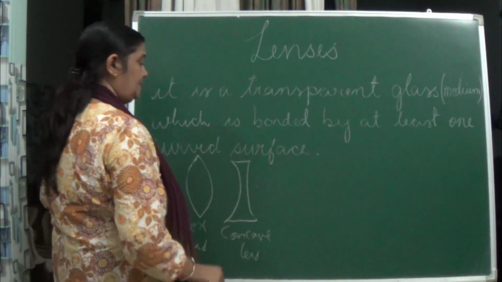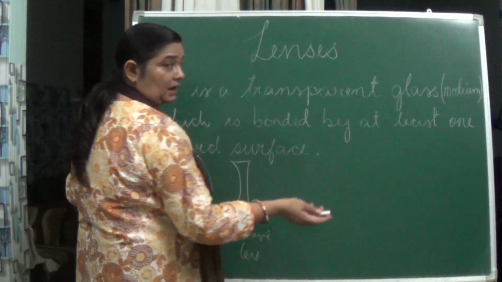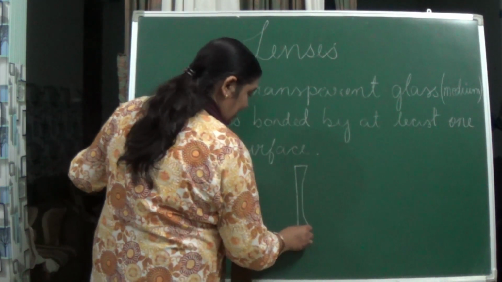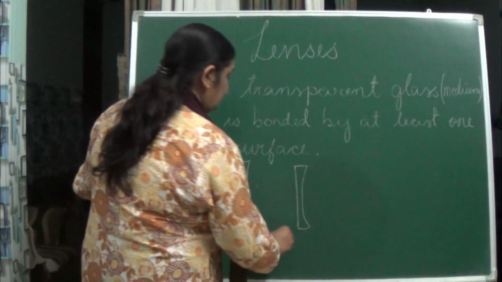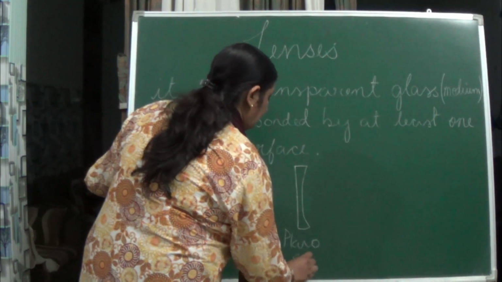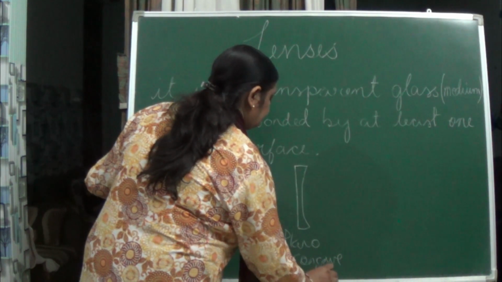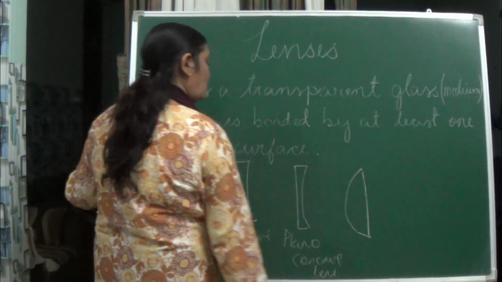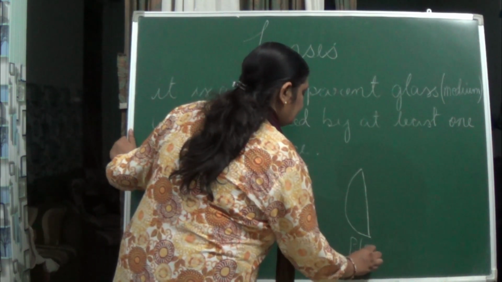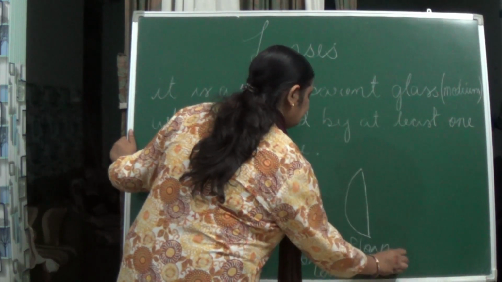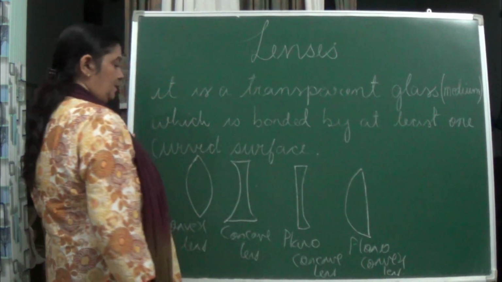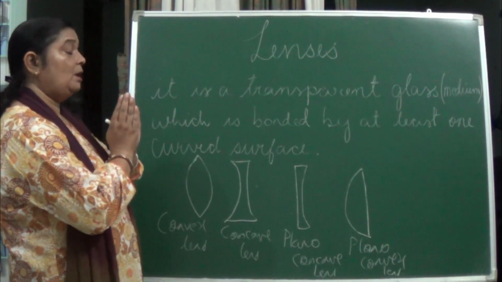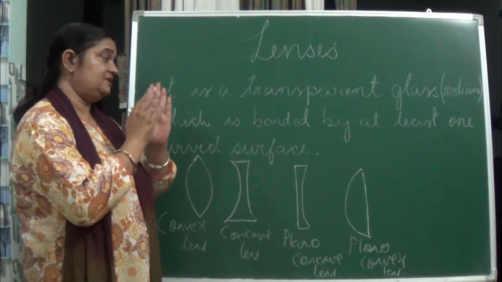But there are others also. It is not in your syllabus, but there are other lenses, like if it is in this manner, you can see one side is curved, the other side is plain. So these are known as what? Plano concave lens. If one side is plain, the other side is bulged, it is what? Plano convex lens. So these lenses can have both sides spherical, or may consist of a plain surface and a curved surface. It can be of different types.